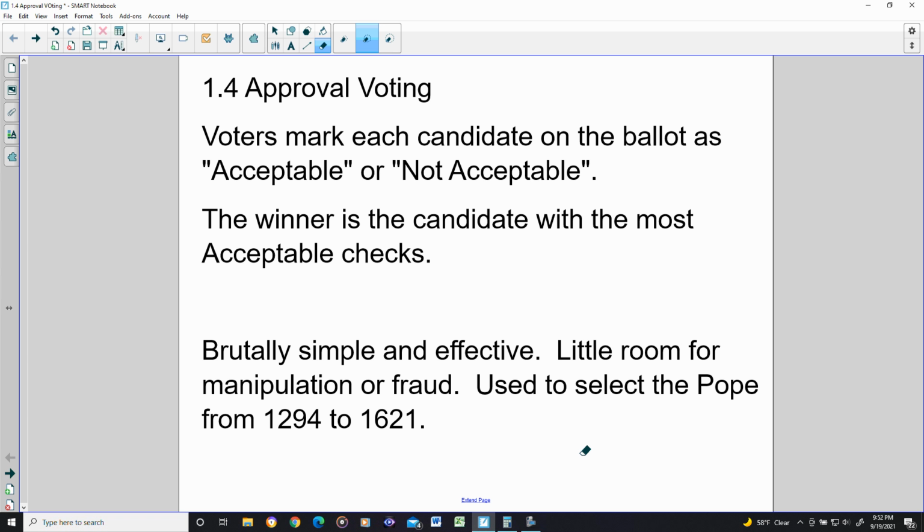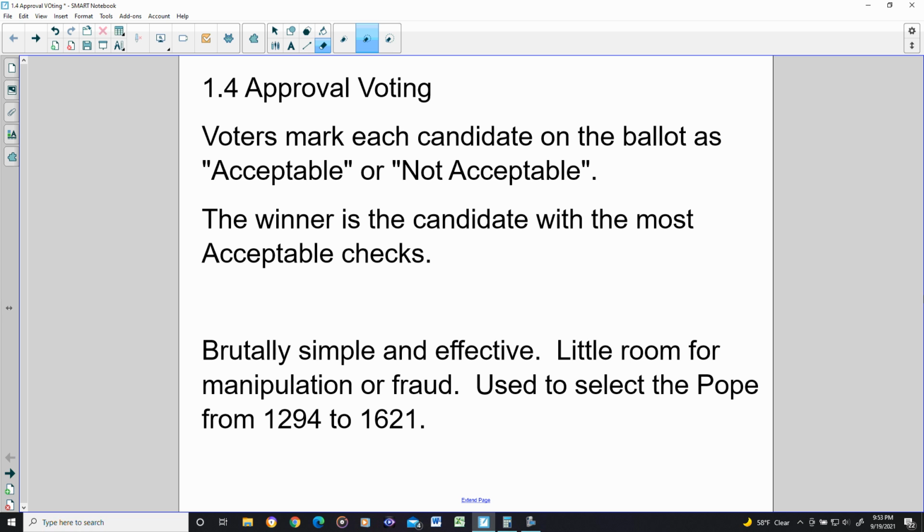Okay, again, brutally simple and effective. There is little room for manipulation or fraud here. It's just you check the checks or you don't. This was used to select the Pope between 1294 and 1621, for those of you that are counting. And currently, they use a method called a conclave, is the official name of it.